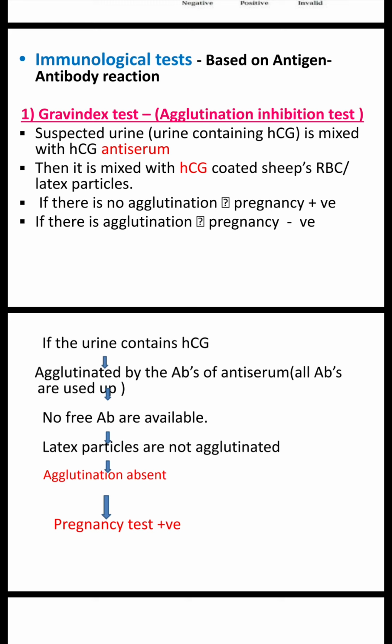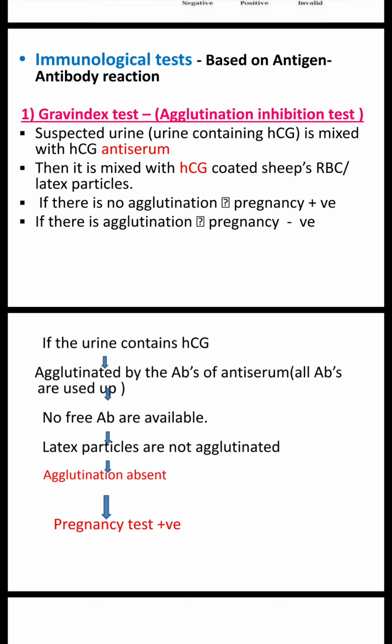Then there is something called the immunological test, which is based on antigen antibody reaction. One is the Gravindex test, that is the agglutination inhibition test. That means suspected urine, that is urine containing HCG, is mixed with HCG antiserum. Then it is mixed with HCG coated sheep's RBC, that is latex particles. If there is no agglutination, the pregnancy test is positive. If there is agglutination, the pregnancy test is negative.